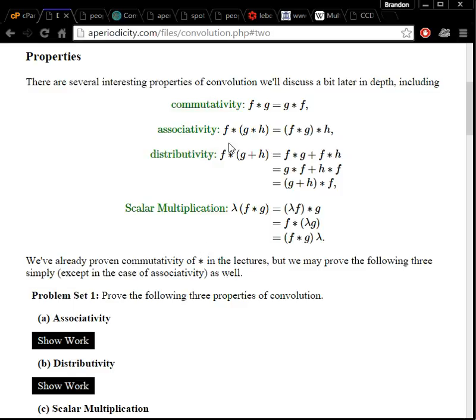So associativity basically says that f convolved with the convolution of two functions is equal to f convolved with the first, and the entire thing convolved with the third. And distributivity says, as we would expect, f convolved with the sum of two functions is equal to the sum of the convolutions of f convolved with either. And we can also reverse this by commutativity and say that the sum of two functions convolved with f will also distribute from the right.